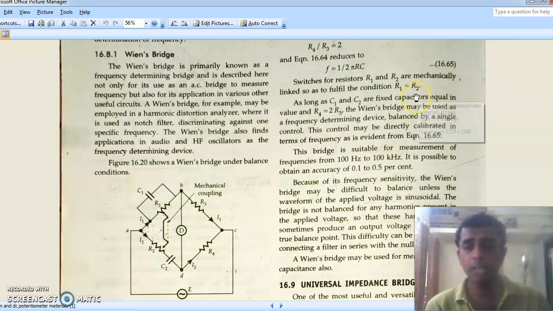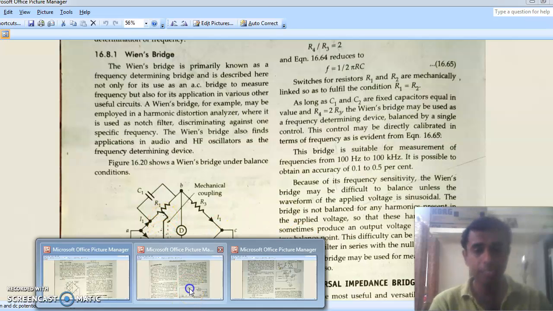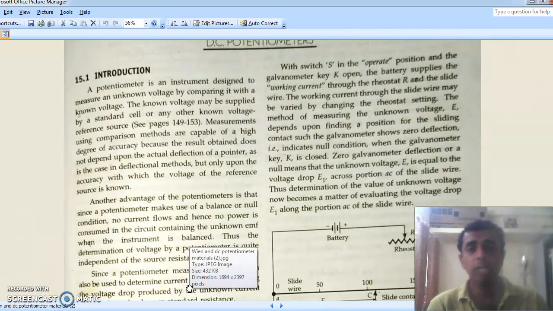It can detect frequencies from 100 hertz to 100 kilohertz by varying the quantity of R1 and R2. That is why we have a common variable, because we have to make these two, R1 and R2, equal. Now we are moving to another section, that is potentiometers. In particular, we'll see the DC potentiometer and the AC potentiometer.